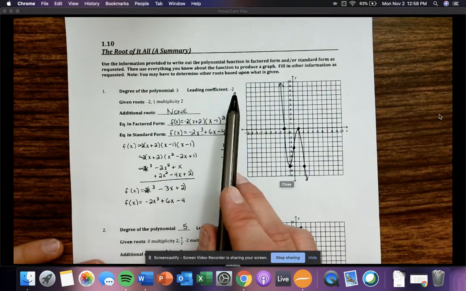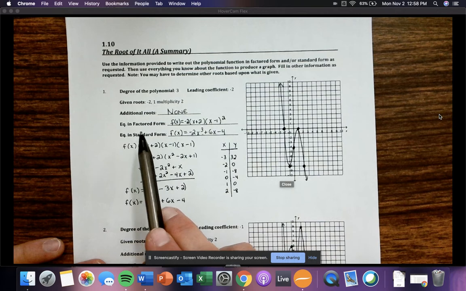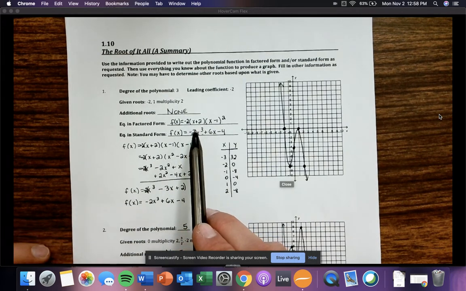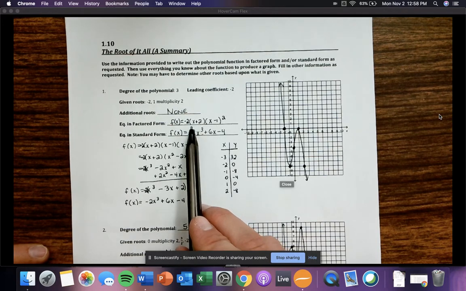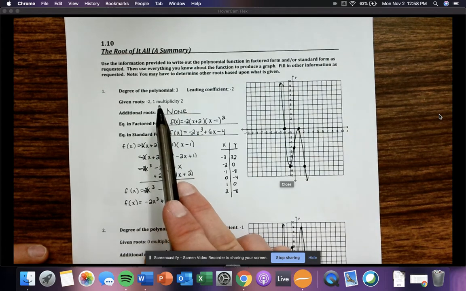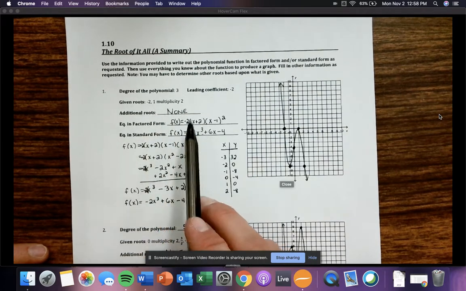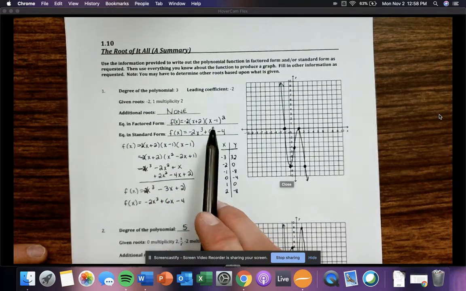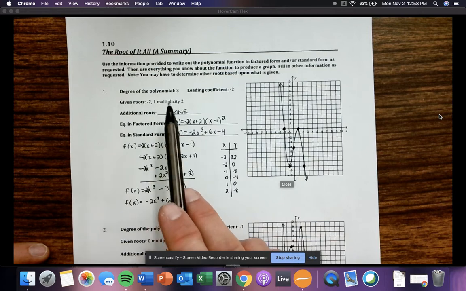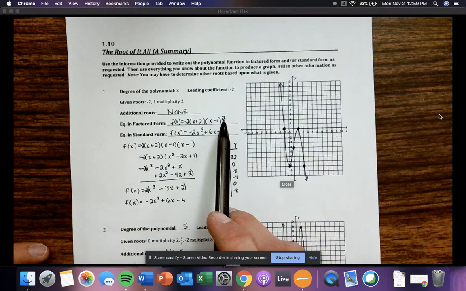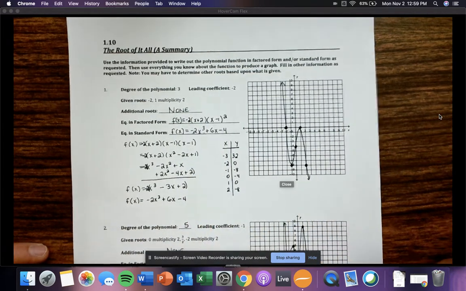It says it's got a leading coefficient of -2, so when we write the equation out, we're going to put that in front. And then just like we did in 1.9b, we're going to write out the factors given the roots. This root of -2 gives us a factor of x plus 2, and the root of 1 gives us a factor of x minus 1. But remember, because it's got a multiplicity of 2, this is going to be x minus 1 squared. So if we add up all the exponents, 1 plus 2 gives us 3.